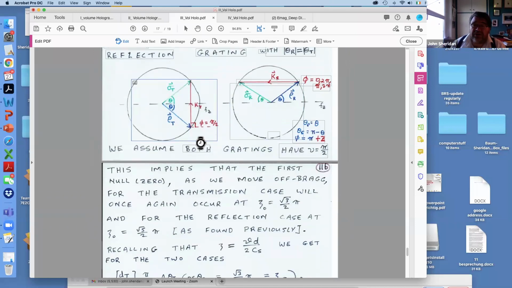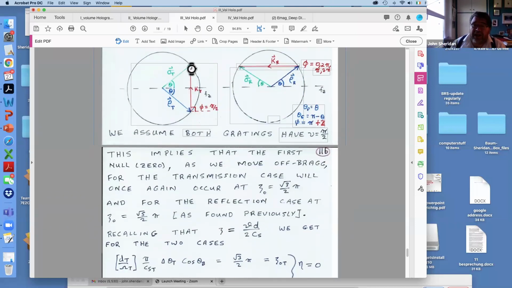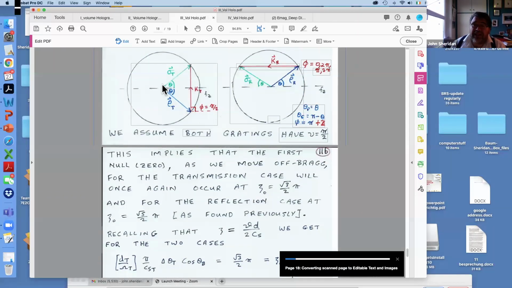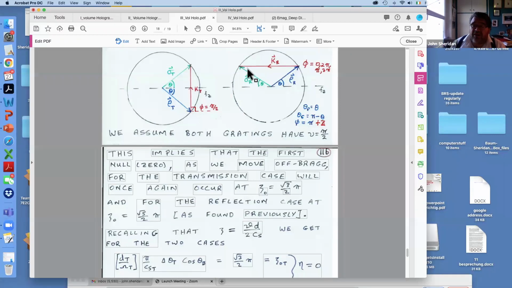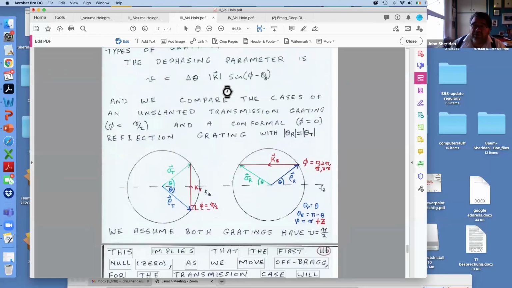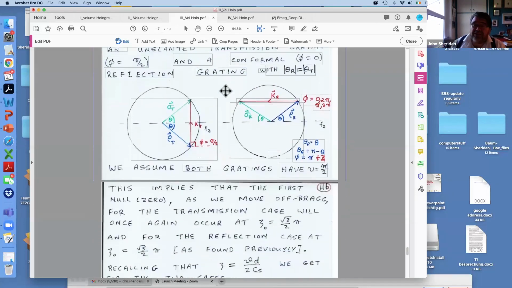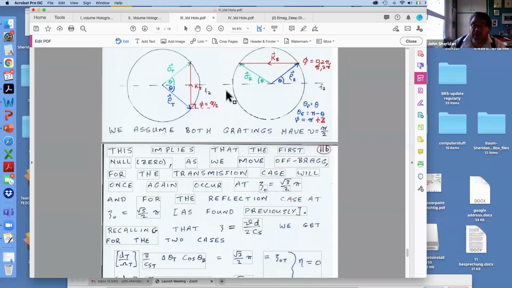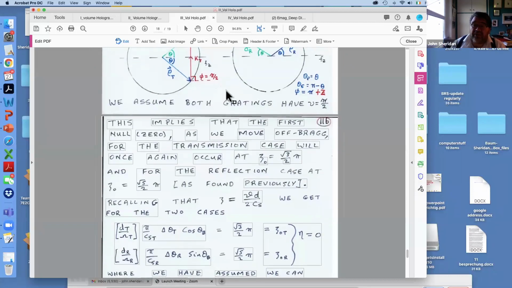So here's our unslanted transmission case. Our k here is parallel to the x-axis. We're replaying it on Bragg with the rho, and here's a diffracted beam. And here's our unslanted reflection grating, our conformal, where our k now is perpendicular to the x direction. It's parallel to z, and we have our replay, and we have a diffracted beam. And again, I want you to just get used to doing this over and over, so you're going to be familiar with it, and you can go away and draw these things yourselves.